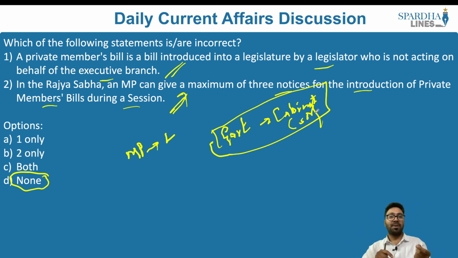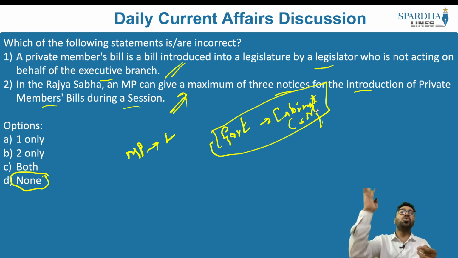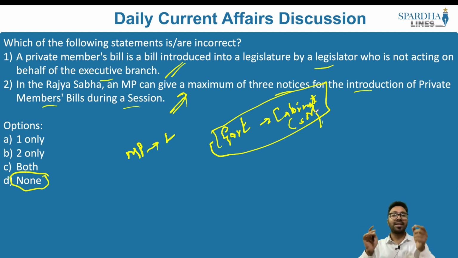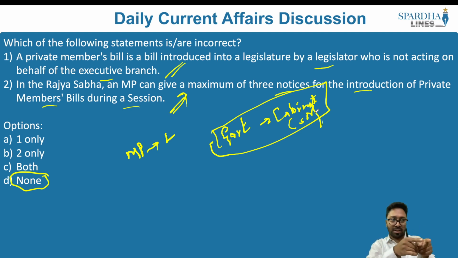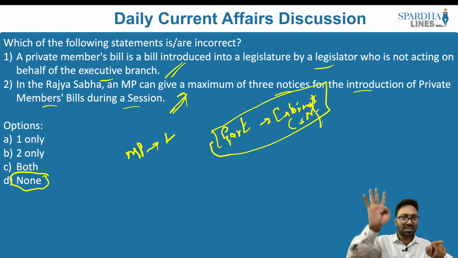So what does the first statement read? A private member's bill is a bill introduced by a legislator. I am an MP, I become part of a legislature, a legislator who is not acting on behalf of the executive branch. So any person who is not a minister, is not part of the council of ministers, whosoever is the person who introduces it, that bill will be called a private member's bill. Even if he is part of the same political party which has formed the government, that person will still be called a person who is part of the legislature, but a private member's bill. So the first statement is right.